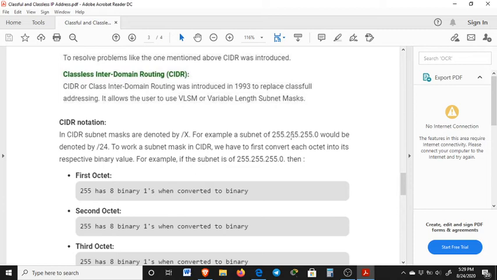So how did you get this 24? It's by converting all these 255s into binary. 255 gives you eight ones. Then you count all those ones, and there are 24. The 0 remains as it is. So we denote the CIDR notation this way: we say slash 24.